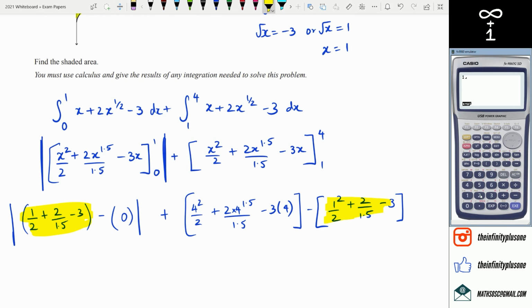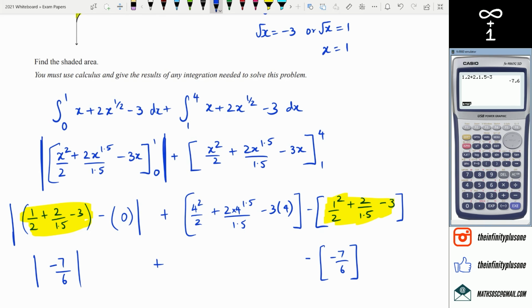So we've got a half plus 2 over 1.5. Terrible use of decimals, but who cares? Minus 3, it gives me that. So that's negative 7 over 6. So what I've got here is the absolute value of negative 7 over 6, minus 0, plus, I've got a minus. This is also equal to negative 7 over 6.